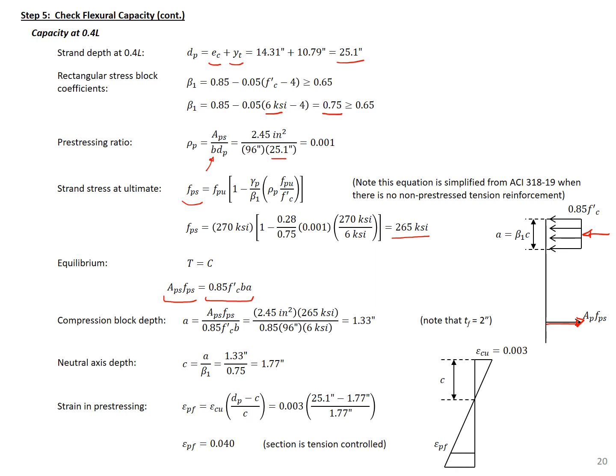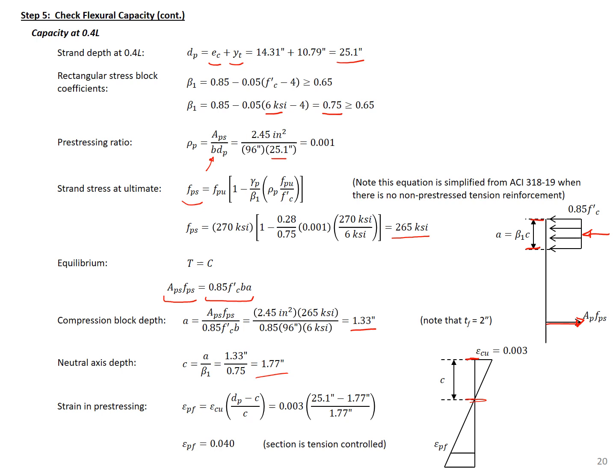for a, our unknown, which is the compression block depth. And we can find our a here to be 1.33 inches. Our neutral axis depth, or the distance from the top fiber to the point of zero strain, is going to just be a divided by beta 1, or in this case, 1.77 inches.